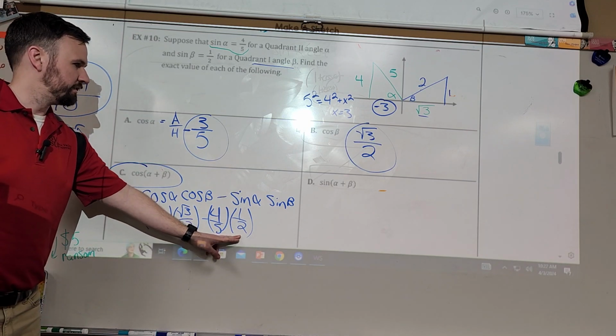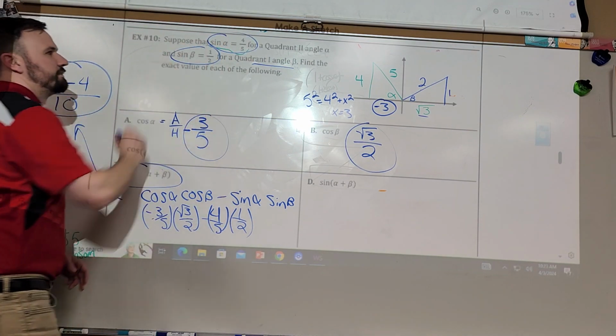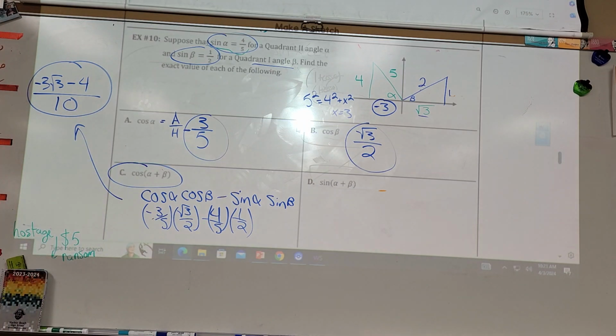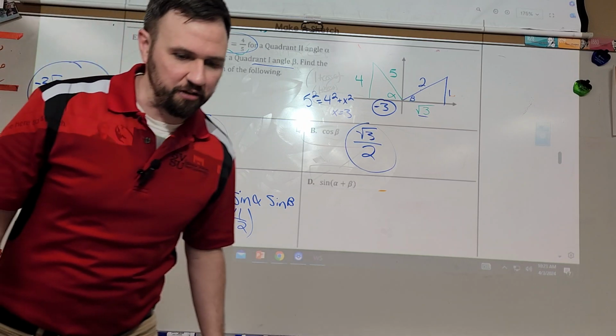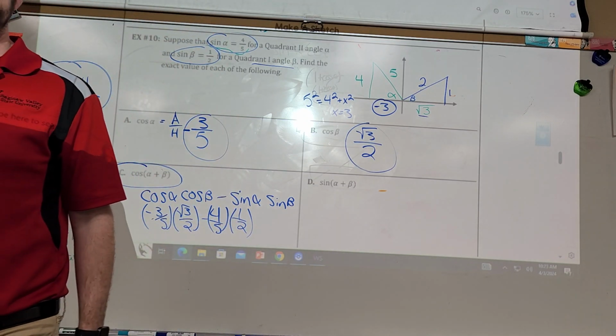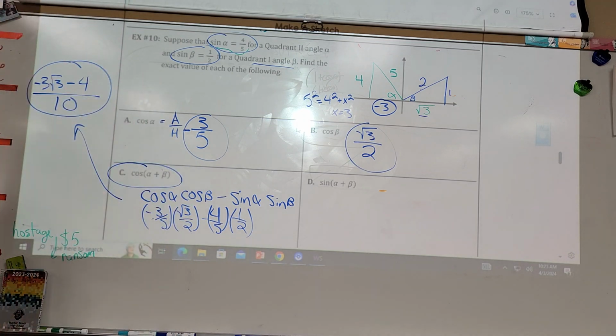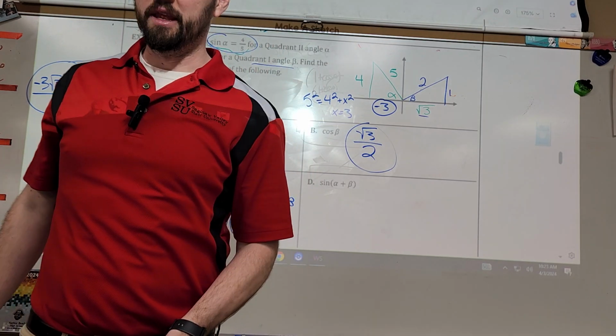Oh, it was right here. How did I know to do that? Page 144. They're your angle sum identities. I haven't seen one yet, but it could be.